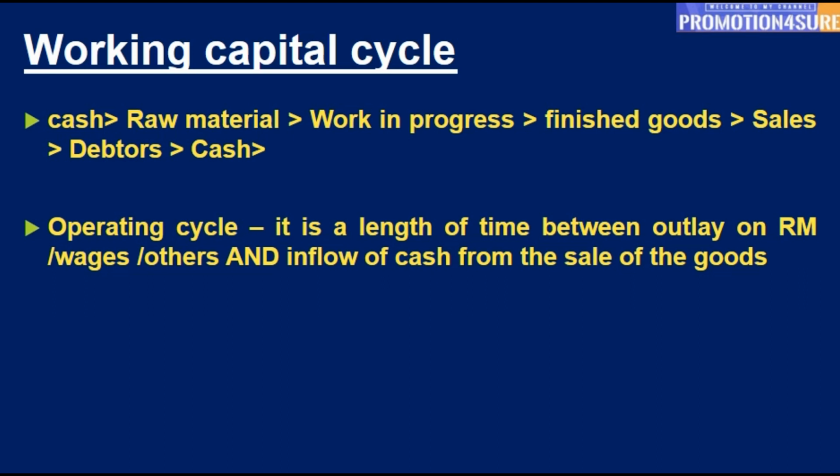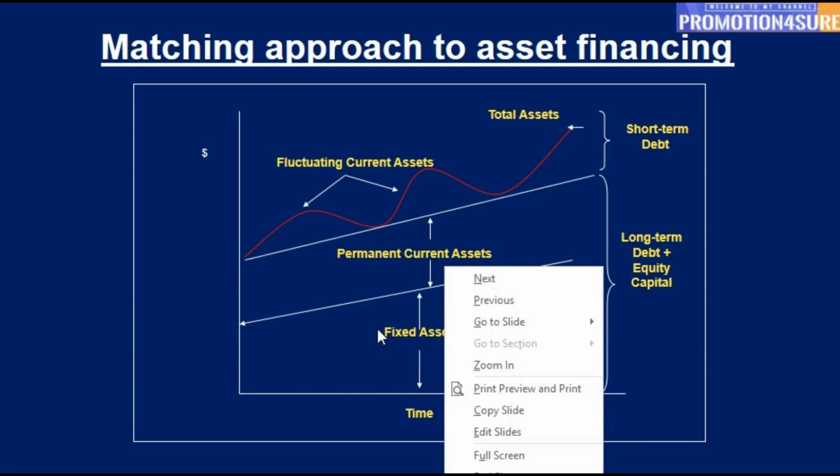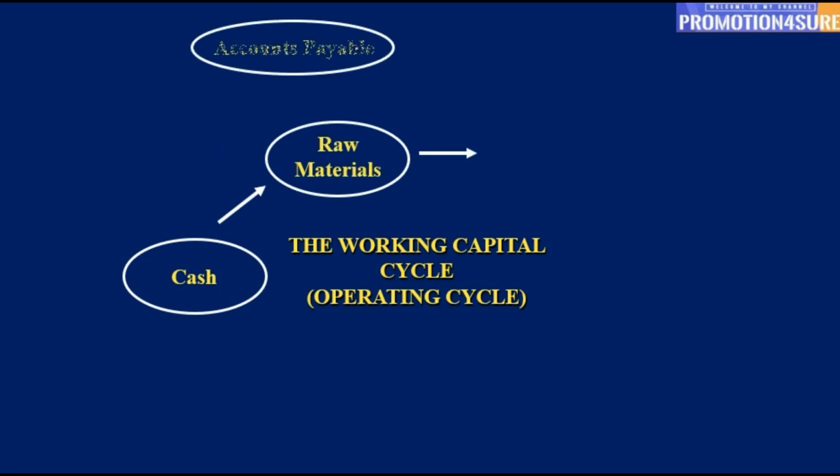Operating cycle is the length of time between outlay of the wages and others, and inflow of cash from the sale of the goods. So, matching approach to asset financing. This is the time, this is the fixed assets, this is permanent current assets, and this is fluctuating current assets, total assets, short-term debt, long-term debt plus equity capital. The working capital cycle, operating cycles: you require the cash, then you purchase raw material. This is accounts payable.